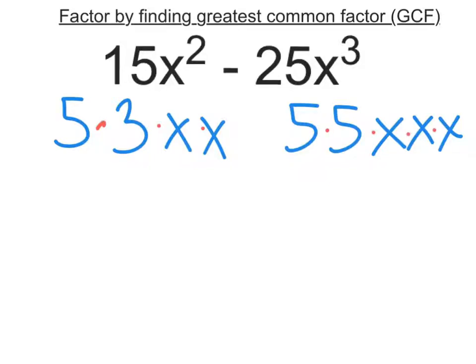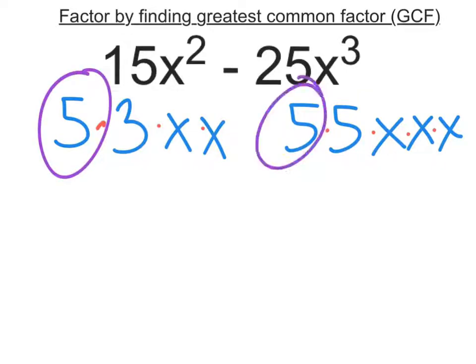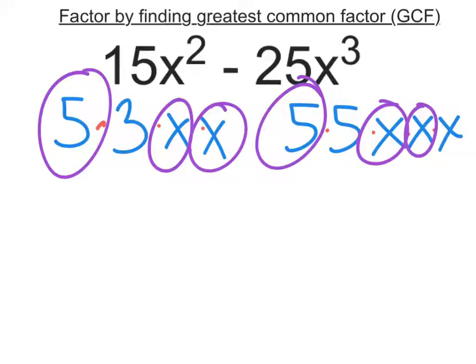So what we need to do now is find the greatest common factor. I'm going to look at the first term, and I see that we've got a 5 here, and we've got a 5 here. Now when I'm looking at the x's, I see we've got 1 x that is a common factor, 2 x's that are common factors, but that's it. So we're going to pull out the 5, the x, and the x on the left term, and the 5, the x, and the x on the right term.